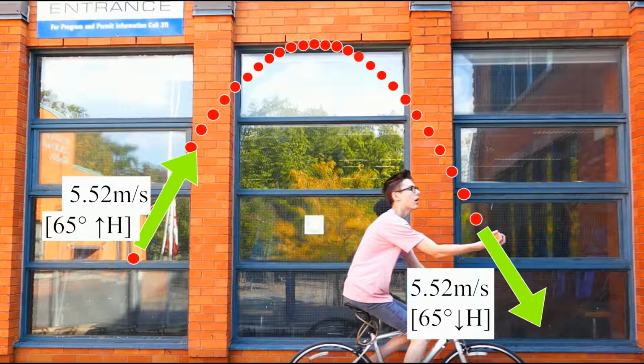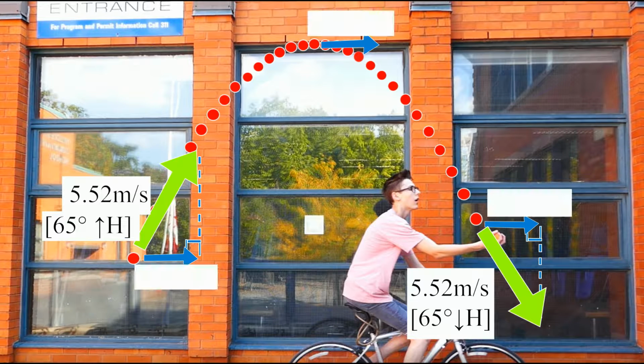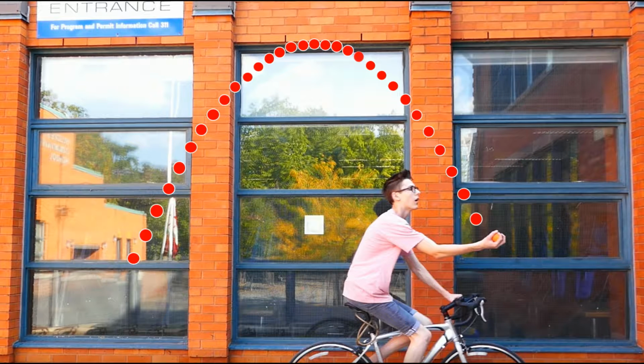The horizontal component of the ball's velocity was the same at the beginning, end, and middle of the throw. The horizontal velocity of the ball was 2.33 meters per second, the same speed that Evan was riding his bike.